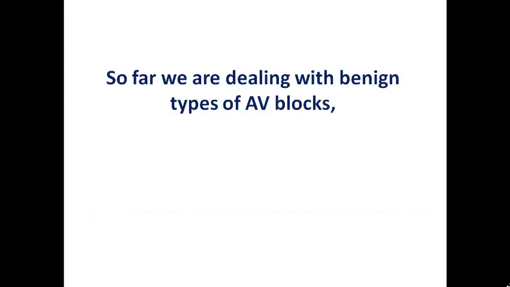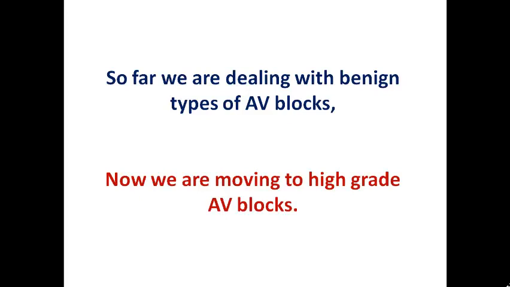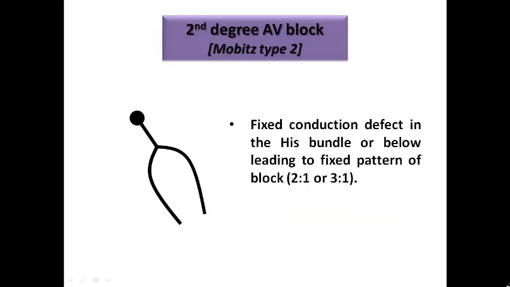Now we are dealing with benign types of AV block, because first degree AV block and second degree Mobitz type 1 are considered benign types of AV block. The problem is that we are now moving to the high grade AV block, which may need specific management in the ER. Second degree AV block Mobitz type 2: here we have a fixed conduction defect in the His bundle or below. Usually it is in the His, not in the AV node, causing a fixed pattern of block. So it is not just delay, no, there is block of a certain order in the His bundle or below, like 2 to 1 or 3 to 1.